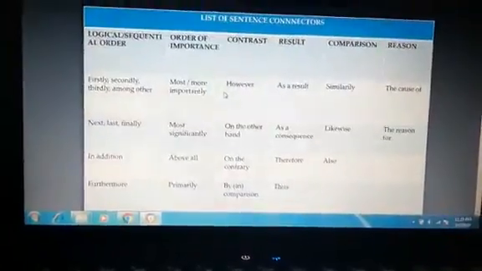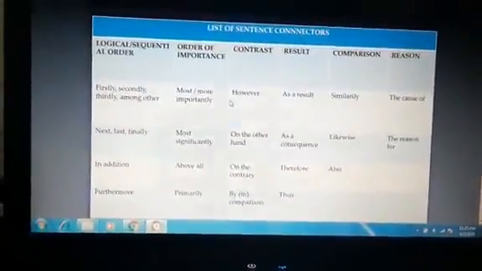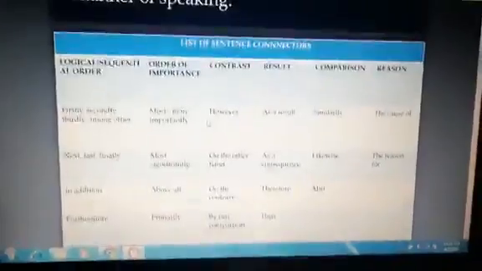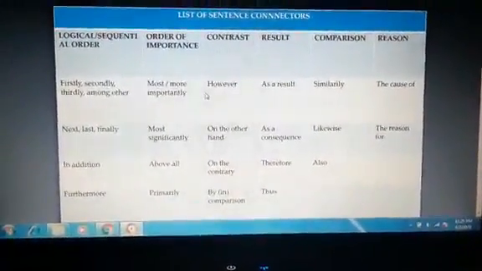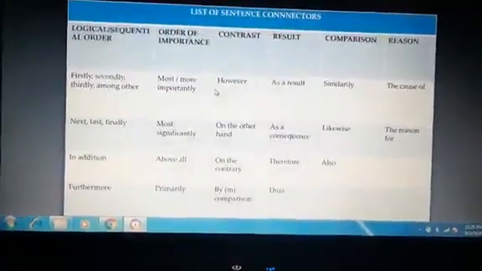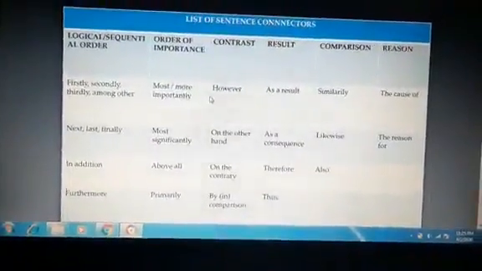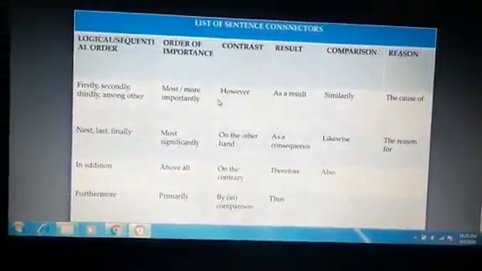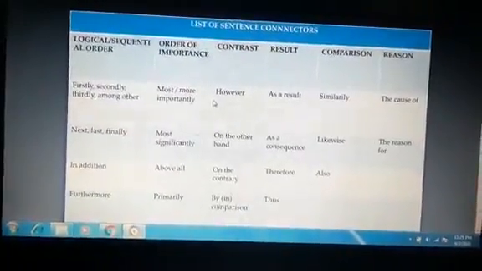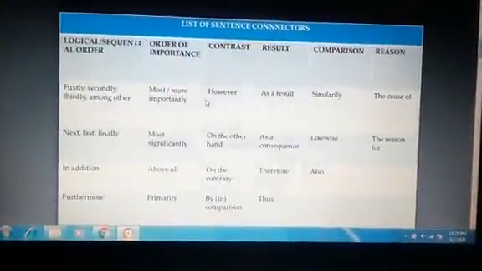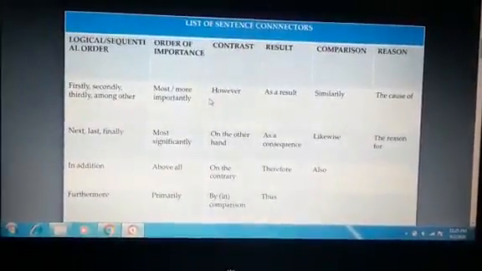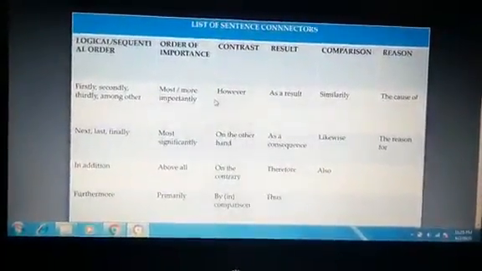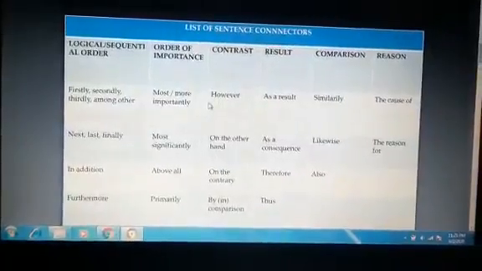Some show order of importance, like more importantly, most significantly, above all, primarily. Some show contrast: however, on the other hand, on the contrary, by or in comparison. Some show result, like as a result, as a consequence, therefore, thus, etc. Some show comparison between the sentences, like similarly, likewise, also. Some show reason, the cause of, the reason for.